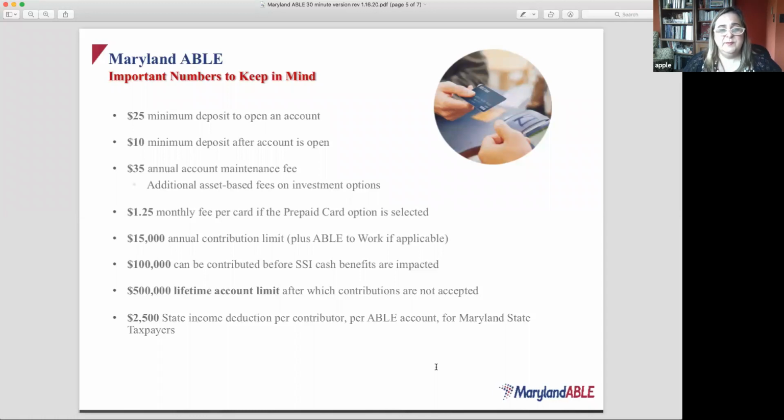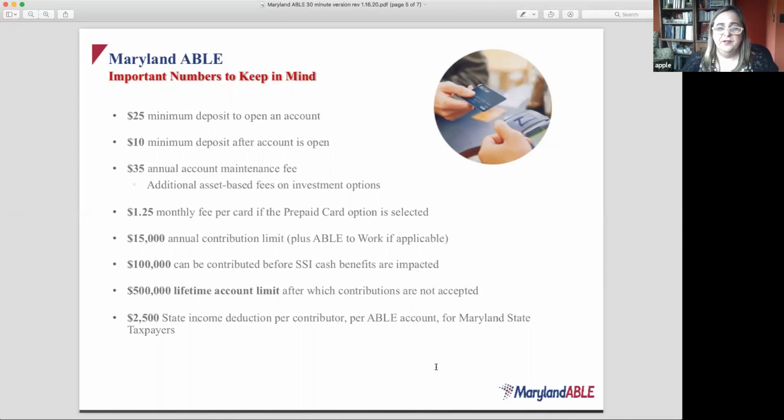So sometimes people say, hey, I received a large payment from an inheritance or a settlement from an accident case. I have a check for $50,000. Can I put that into my ABLE account? The answer is not if you've already met that $15,000 limit.